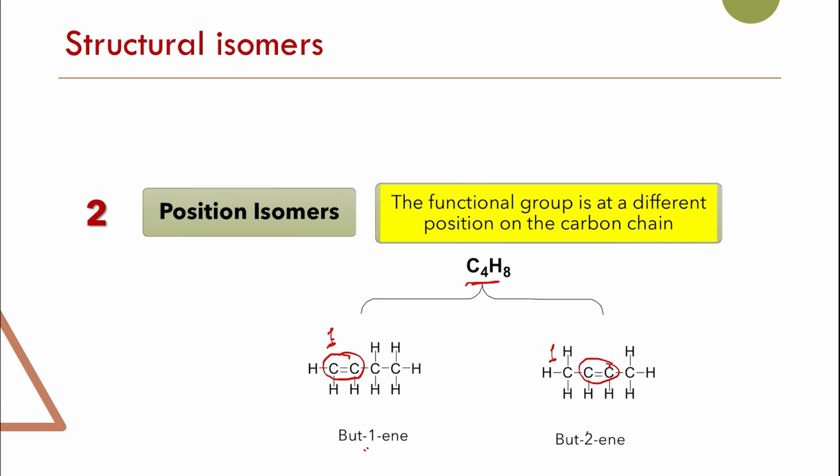So if you start this carbon as 1 and this is 2, this is but-1-ene and this is but-2-ene. The 2 here refers to where we can find the double bond. So these are two different compounds. However, they still have the same functional group, so they have the same chemical properties. However, they have different physical properties because again they are different compounds.